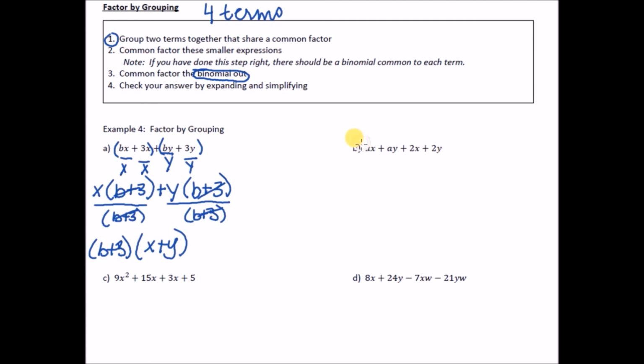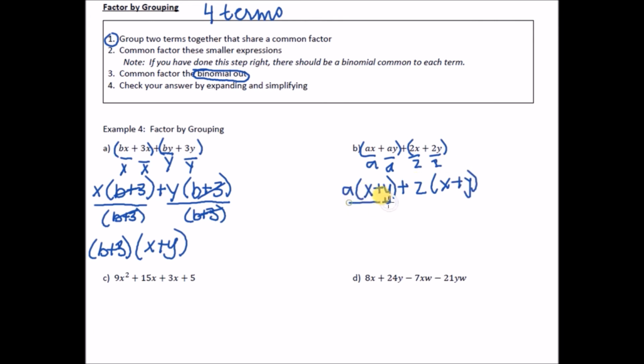Okay, let's try the second one. So first let's group. Ax and ay both have a's. 2x, 2y both have 2's. So let's factor out an a out of the first two terms. We're left with x plus y. Let's factor out a 2 out of the second two terms, out of this grouping. And we're left with x plus y.